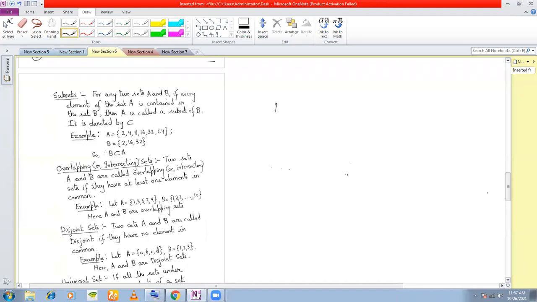Okay, so let us suppose that I have the set A is equal to {1, 3, 5, 7, 9}. And if I have the set B is equal to {1 up till 10}. Can we say that A and B are overlapping? Yes, because you see what are the common elements between A and B? 1, 3, 5, 7, and 9. All these are common between A and B. So therefore we say that A and B are overlapping sets or intersecting sets because there is at least one element common between A and B.